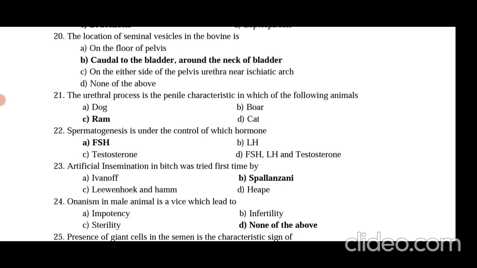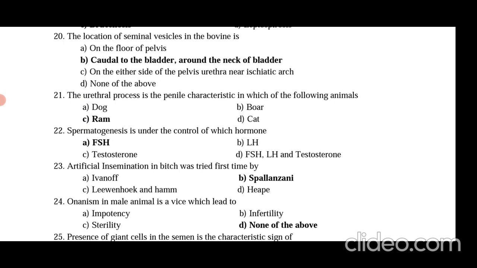Urethral process is the penile characteristic of ram. Spermatogenesis is under the control of follicle stimulating hormone. Follicle stimulating hormone stimulates the formation of sperms, and the follicles are under the control of FSH, follicle stimulating hormone. Sperms in males and ova and follicles in females.